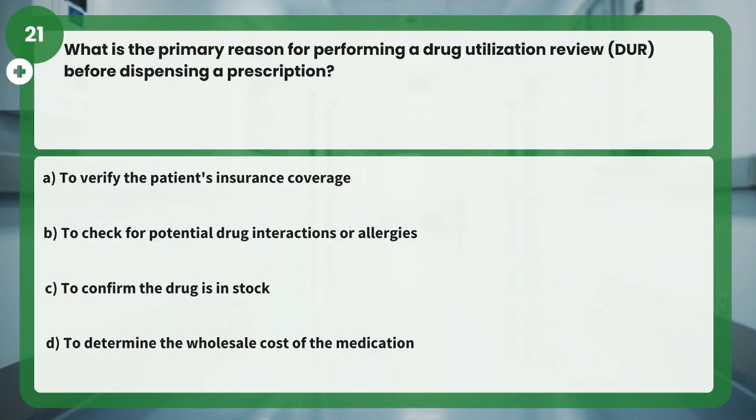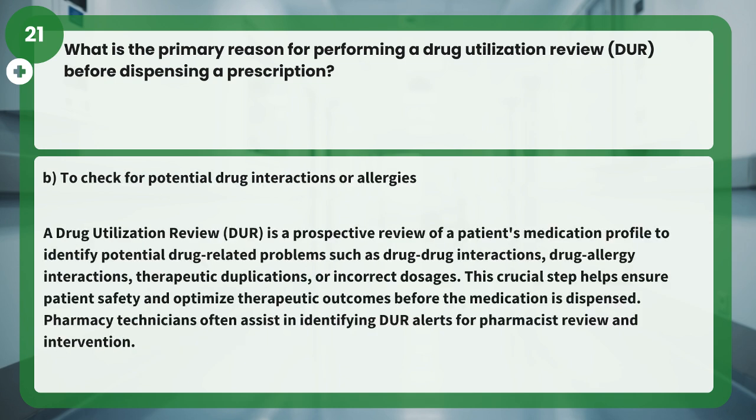Question 21. What is the primary reason for performing a drug utilization review, DUR, before dispensing a prescription? A. To verify the patient's insurance coverage. B. To check for potential drug interactions or allergies. C. To confirm the drug is in stock. D. To determine the wholesale cost of the medication. Answer B. To check for potential drug interactions or allergies.